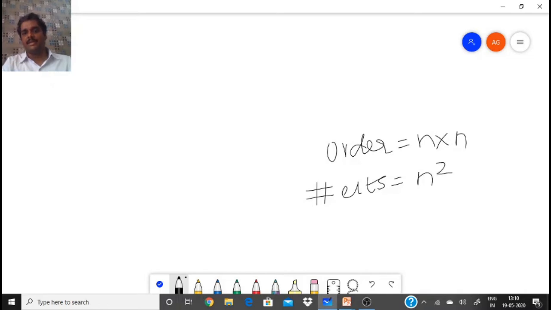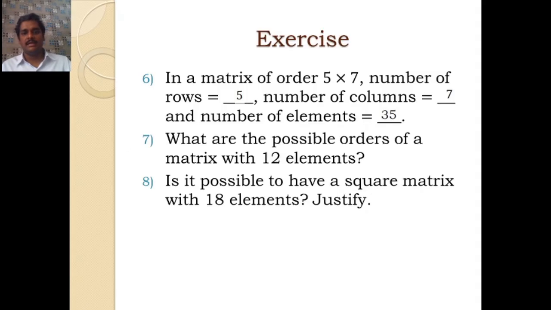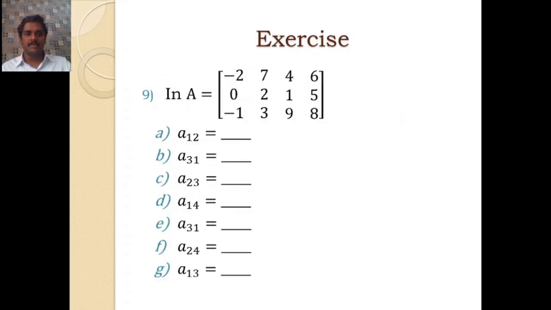We have number of elements equal to 18. So can we have n square equal to 18 for any positive integer? We cannot have. So that's why it is not possible to have a square matrix with 18 elements. Let's move to problem number 9.